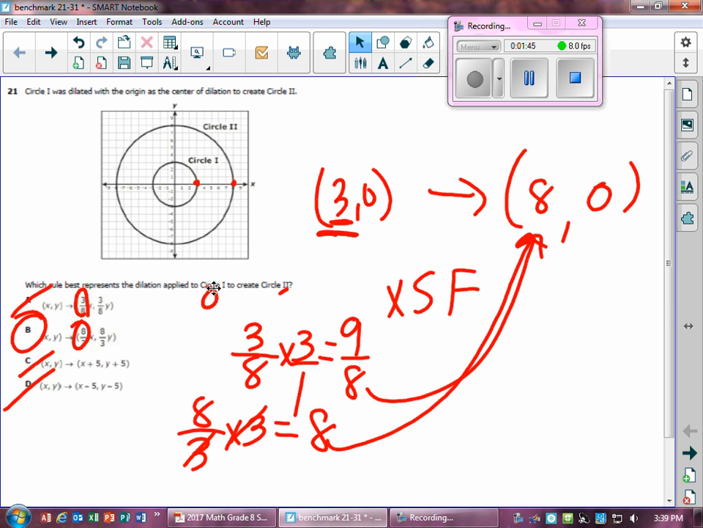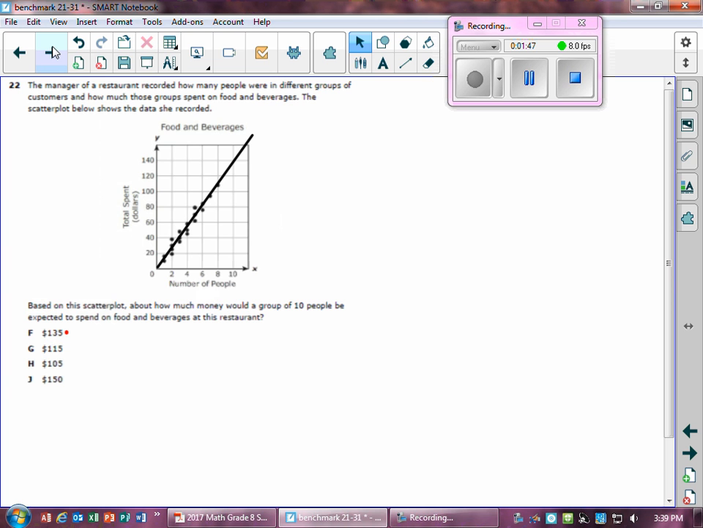Okay, let's go ahead and look at number 22. It says the managers of a restaurant reported how many people were in the different groups of customers and how much those groups spent on food and beverages. The scatter plot below shows the data recorded. Based on the scatter plot, about how much money would a group of 10 people be expected to spend on food and beverages at this restaurant? So what I did is I drew a trend line. This is my trend line that I just drew right here.